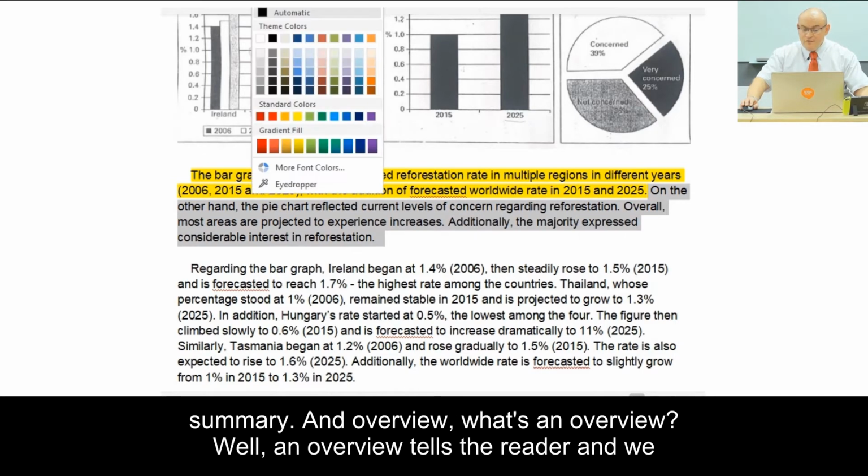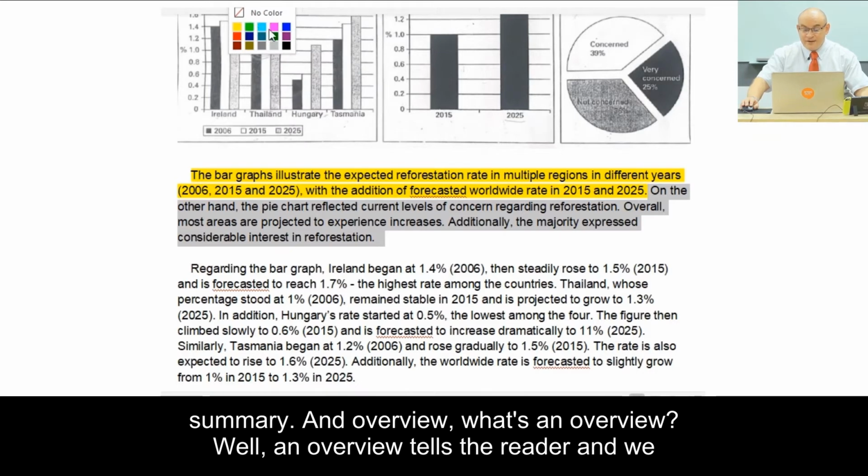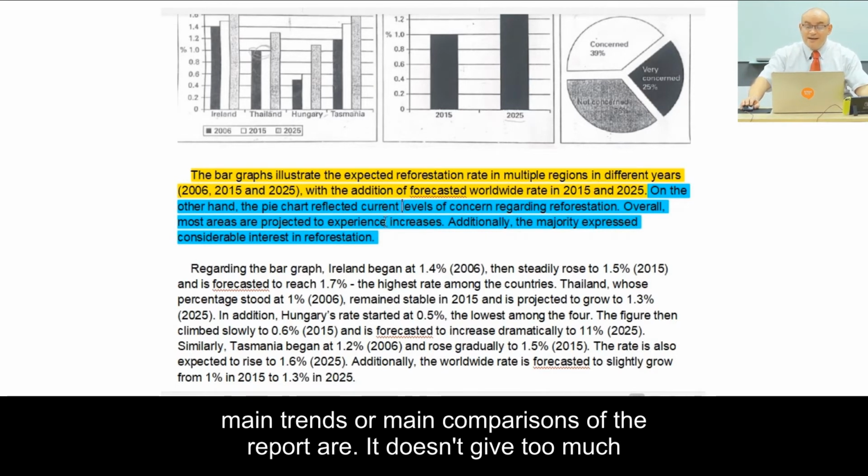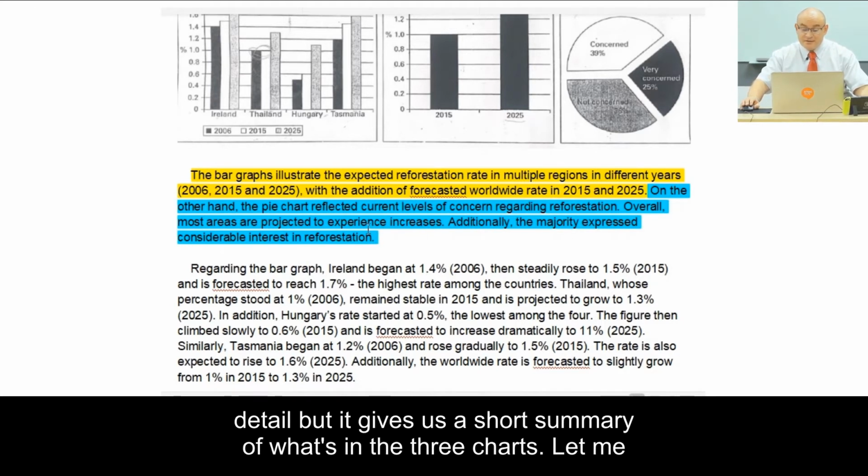After the paraphrase sentence, the introduction sentence, we have something which we call the overview or summary. An overview. What's an overview? Well, an overview tells the reader, let me just highlight this in light blue here. The overview tells the reader what the main trends or main comparisons of the report are. It doesn't give too much detail, but it gives us a short summary of what's in the 3 charts.